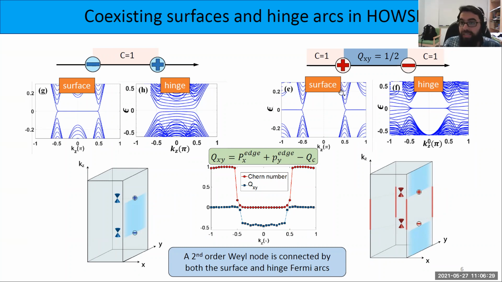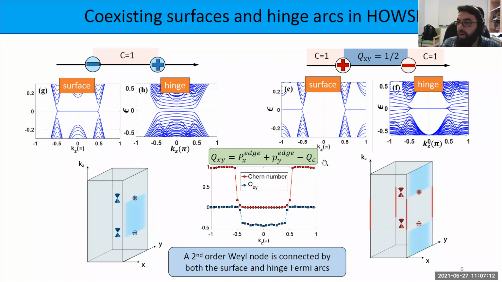But if I look at the second order Weyl nodes, the situation is like this. Because I'm starting from a C equal to 1 phase, a non-zero Chern phase, essentially on the surface I'm going to have Fermi arcs. But in this region, which is gapped in the surface, if you open up more boundary conditions and go to the hinge, you will see that there are hinge states connecting these two nodes on the hinges of the system. In other words, a second order Weyl node is connected by both the surface and hinge Fermi arcs. And the boundary hallmark of the second order Weyl node is that they're going to have coexisting surface and hinge states.